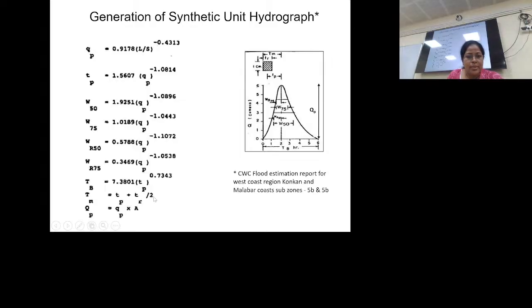TM is TP plus TR by 2. TR is the unit duration. It is always 1. So we can see here TP plus this unit duration by 2. That means we will get this value TM. Okay. So in this way we are able to derive a unit hydrograph, draw a unit hydrograph.